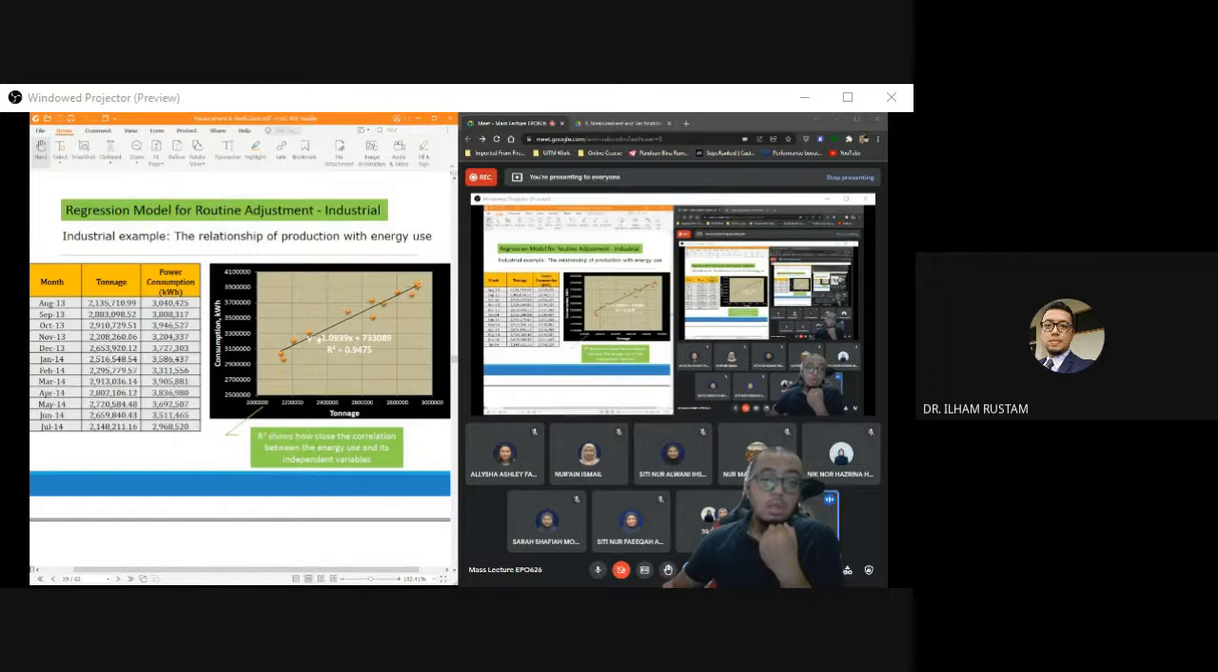So this is the one that we had just done, but of course this is different data, specific for industrial, where the example shows the relationship between production and energy use. If you recall, using Excel I'm also able to produce this kind of equation, where the R squared is actually the accuracy of the correlation with energy use.